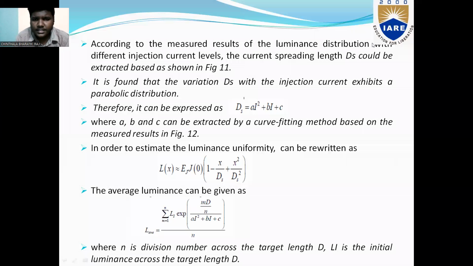It is found that the variation of ds with the injection current follows a parabolic distribution. Therefore, it can be expressed as ds equal to a i squared plus b i plus c, where a, b, c can be extracted by a curve fitting method based on the measurement results in figure 12.